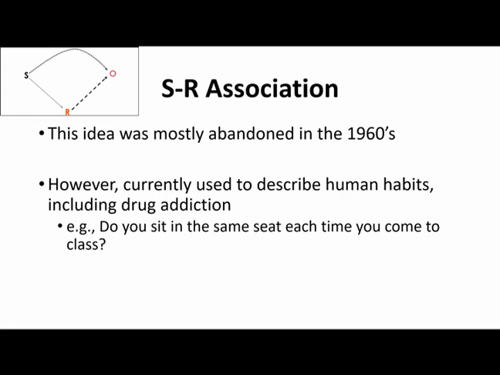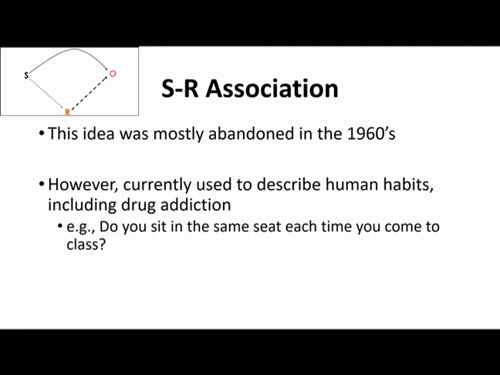association. Specifically, this SR association is thought to be really important when it comes to habits. So things that we do out of habit, things that happen automatically without cognitive involvement. So habits are behaviors that we tend to do the same way each time we do them. They occur pretty much automatically, and we often do them without thinking.